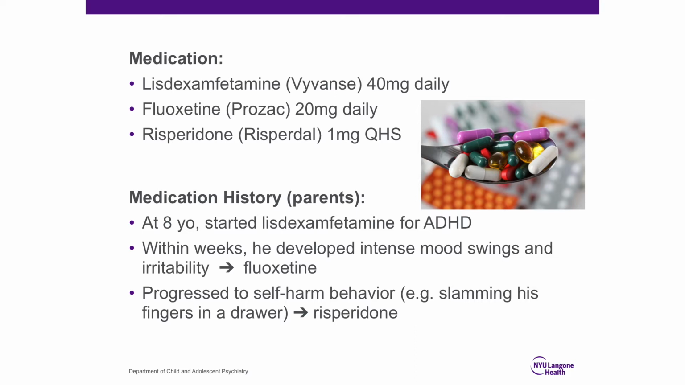At 8 years old, he was started on lisdexamfetamine after 2 other stimulant trials that were not tolerated due to insomnia. Within a few weeks, he had developed intense mood swings and irritability and was then started on fluoxetine. This progressed to self-harm behavior, slamming his fingers in a drawer, banging his head on the wall, for which he was started on risperidone.